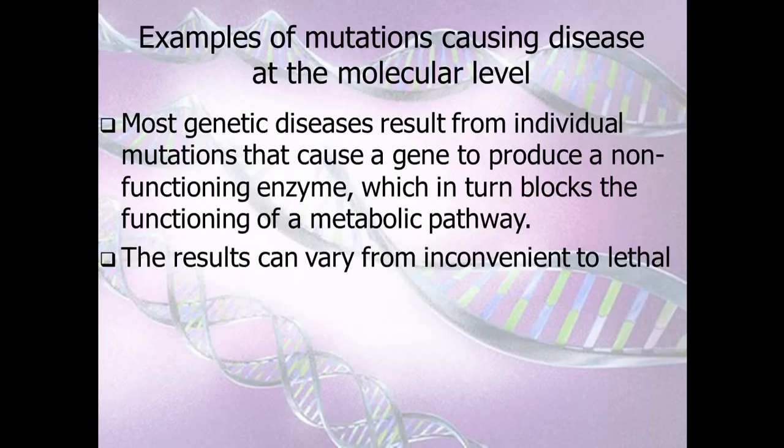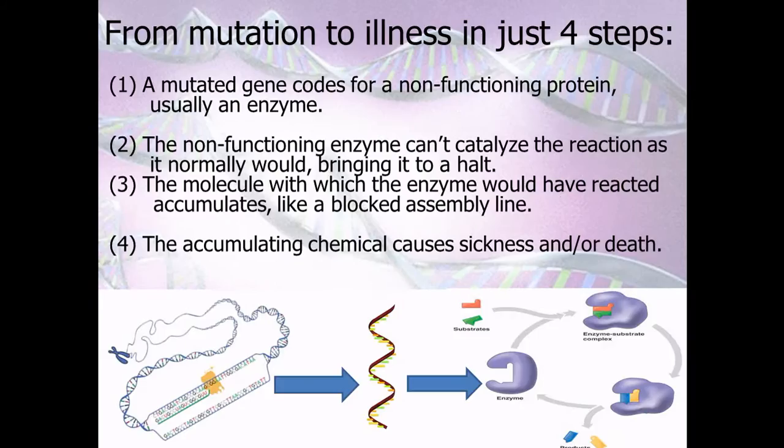All right. So examples of mutations causing disease at the molecular level. The biggest key you want to remember is that when you change a protein, you either change a structure or an enzyme in general. So when you change these proteins, you may make a non-functioning enzyme which blocks a metabolic pathway. You might make a structure that makes too much or a bigger size cell. Or you might not be able to make a structure that causes the cell to be weak and fragile. Right? So these changes can be anything from inconvenient to lethal. And I'll give you some examples here to show you.